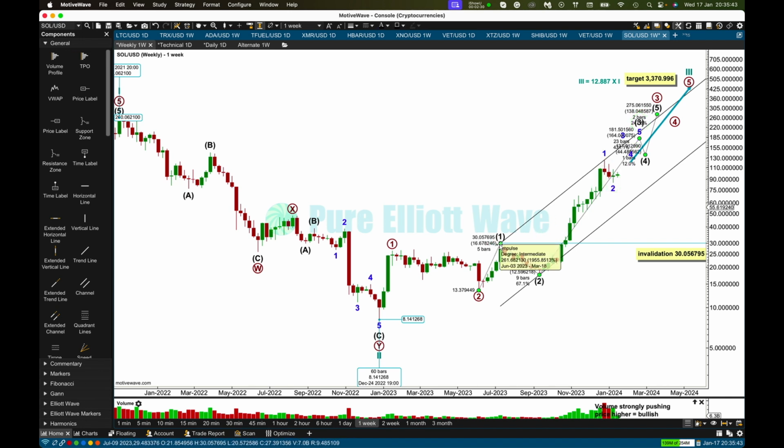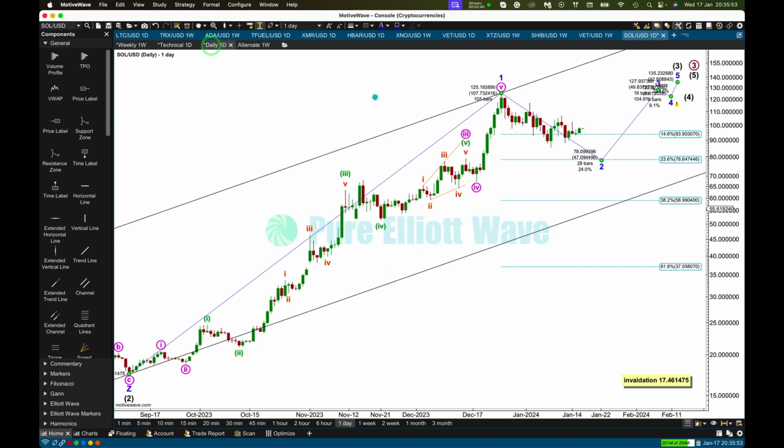I'm going to leave the invalidation point here because minor 2 is not going to get anywhere near this. If it finds support down at this trend line, it would be remarkably deep. I don't think it's going to even get that deep. So I think we might look for the log function of the 0.236 Fibonacci ratio for minor 2, or maybe the log function of the 0.382 Fibonacci ratio.